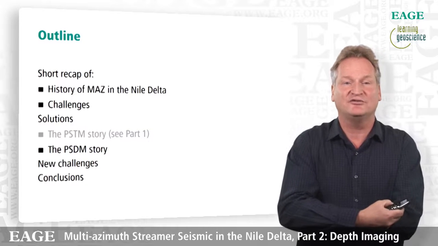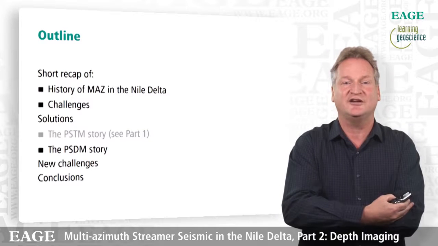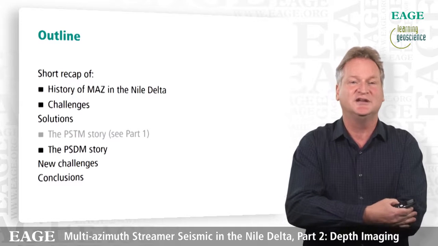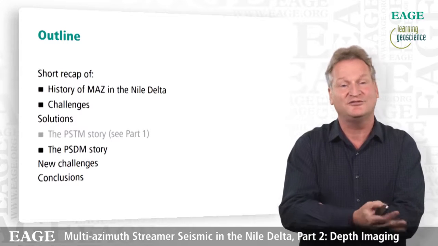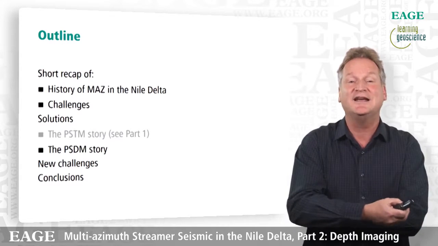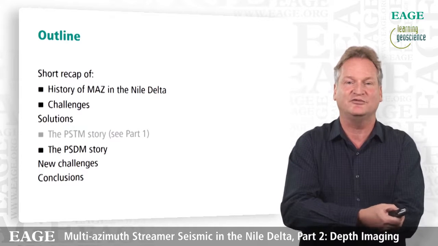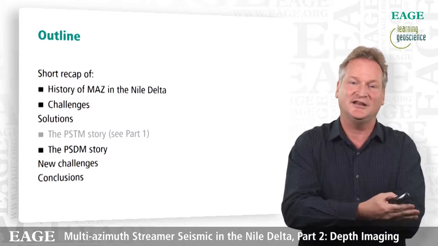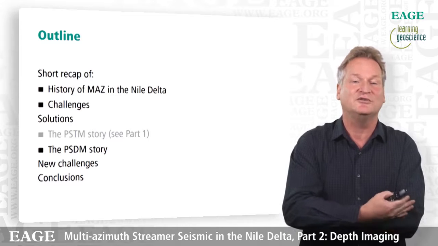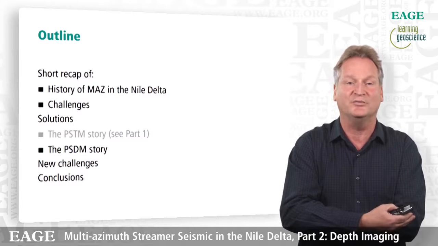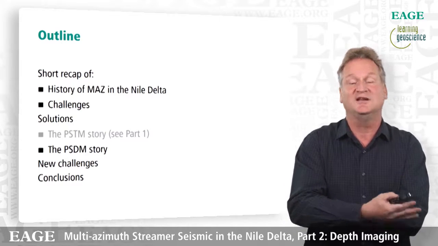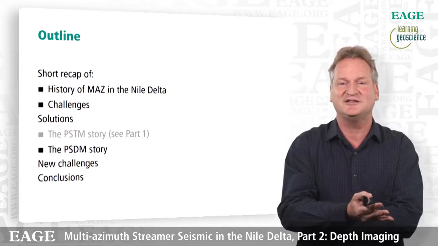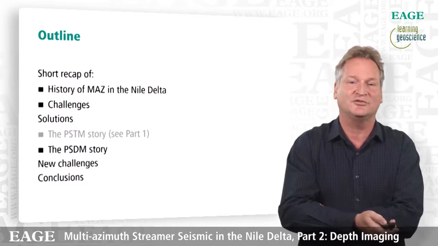So the outline of this talk is that I'll first introduce the seismic challenges in the Nile Delta to you. I'll quickly go through the solutions, which will be multi-azimuth seismic. I'll very briefly summarize some of the results from the time imaging, and then I'll go into the depth imaging story, which is mainly focused around the model building using tomography. I'll also talk a bit about parameterization, and then we'll look at the results and some conclusions as well.